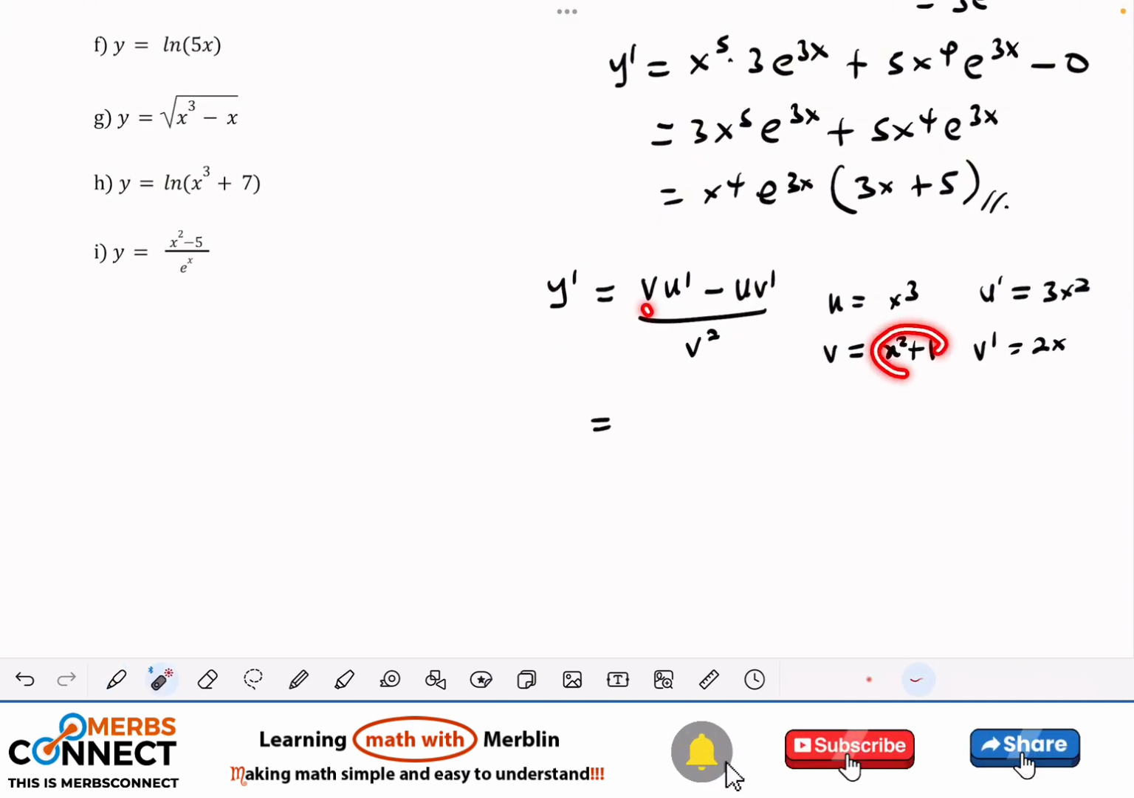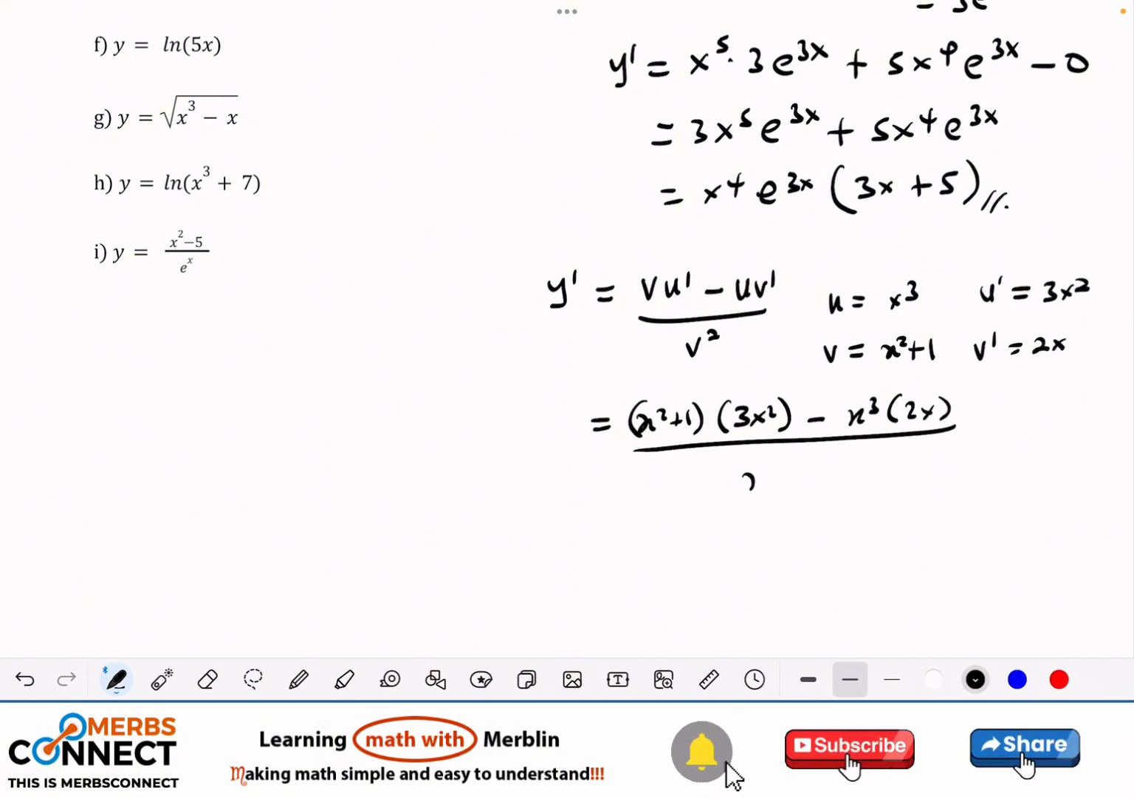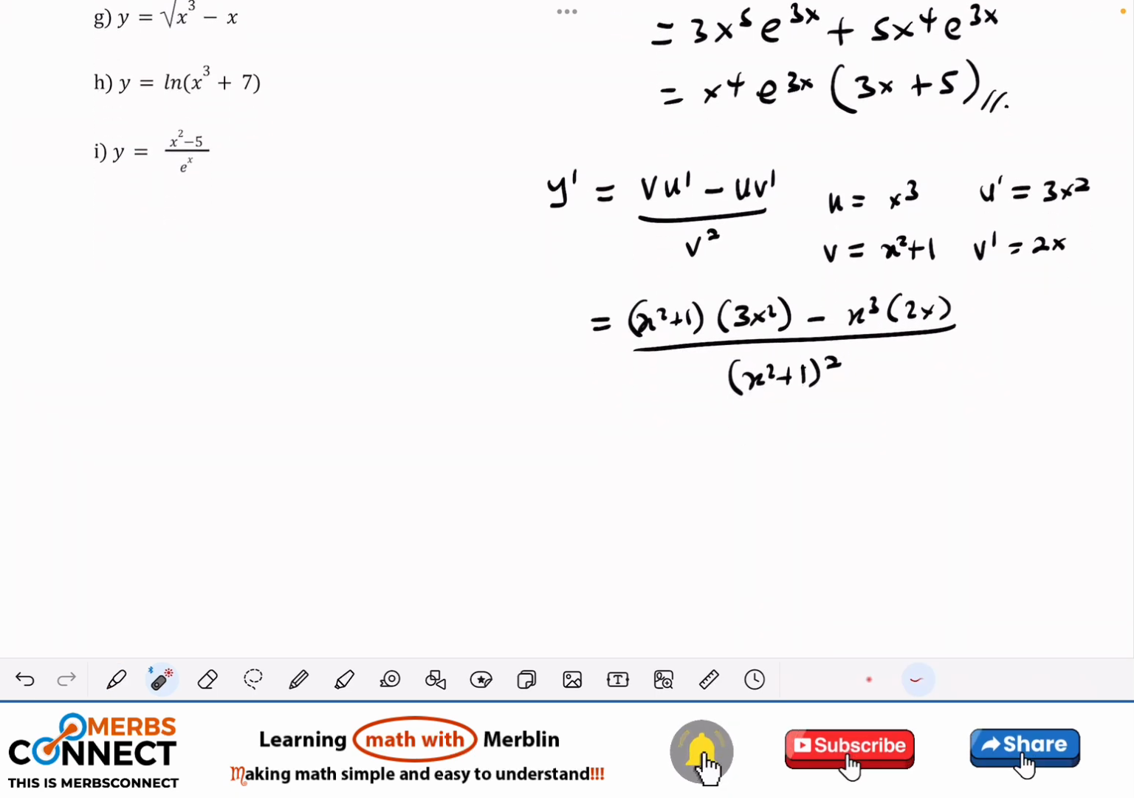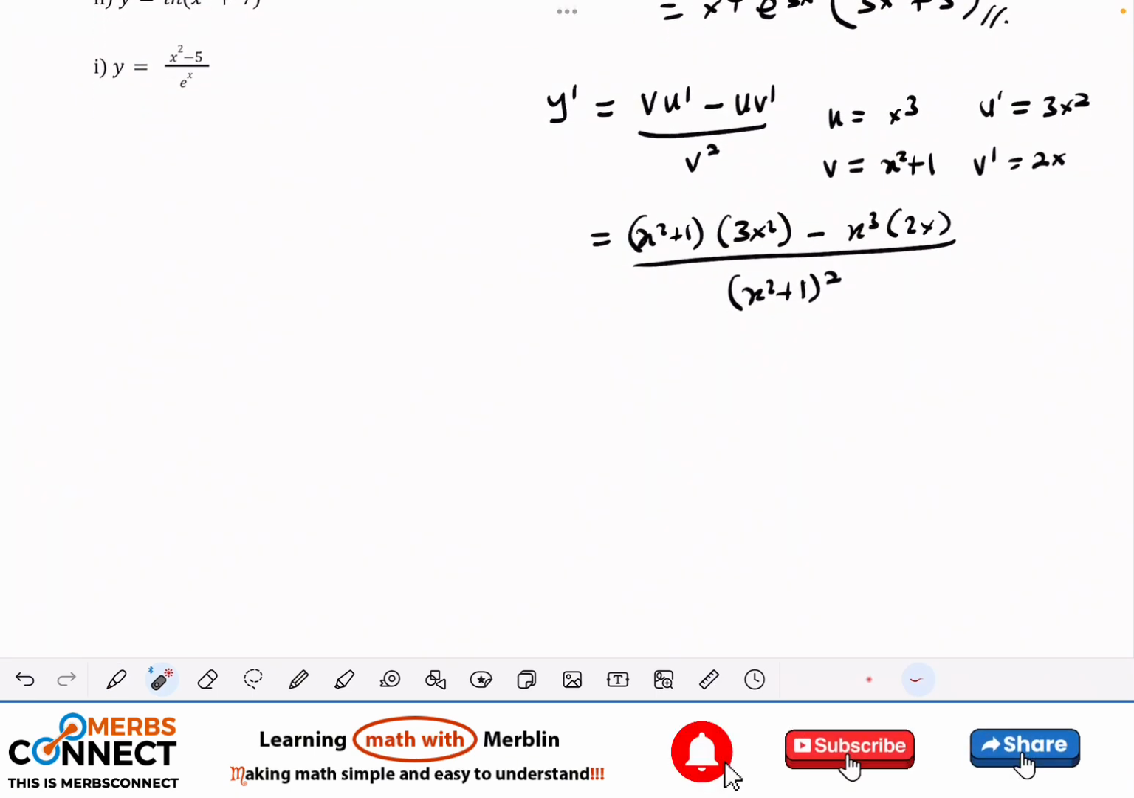So that is that. Then now let's do substitution. What is v? v is here, so x squared plus 1. What is u prime? That is 3x squared, minus, what is u? x to the power 3. And what is v prime? 2x, all divided by v squared. So v is x squared plus 1, which is squared like that. So I can leave my answer in this form, but I can also do some small simplification here.